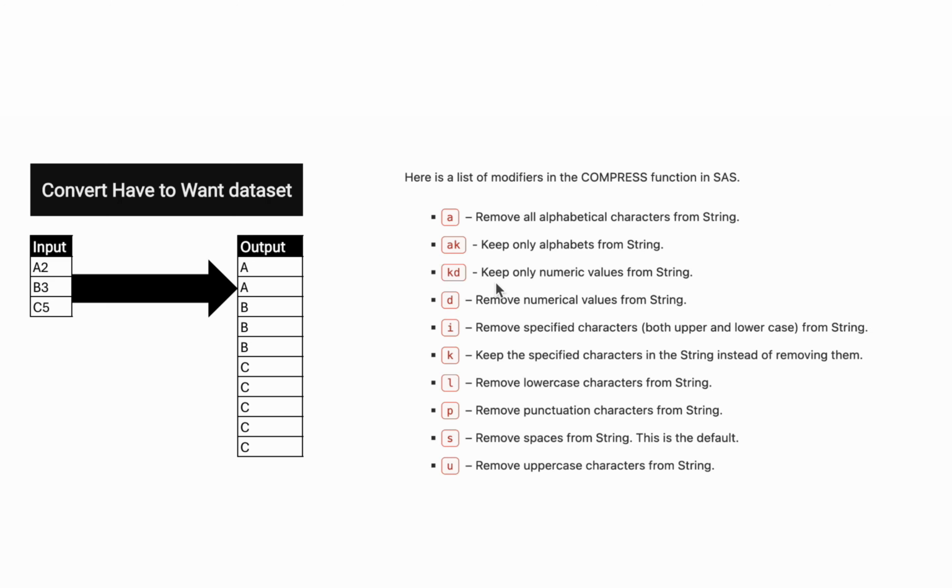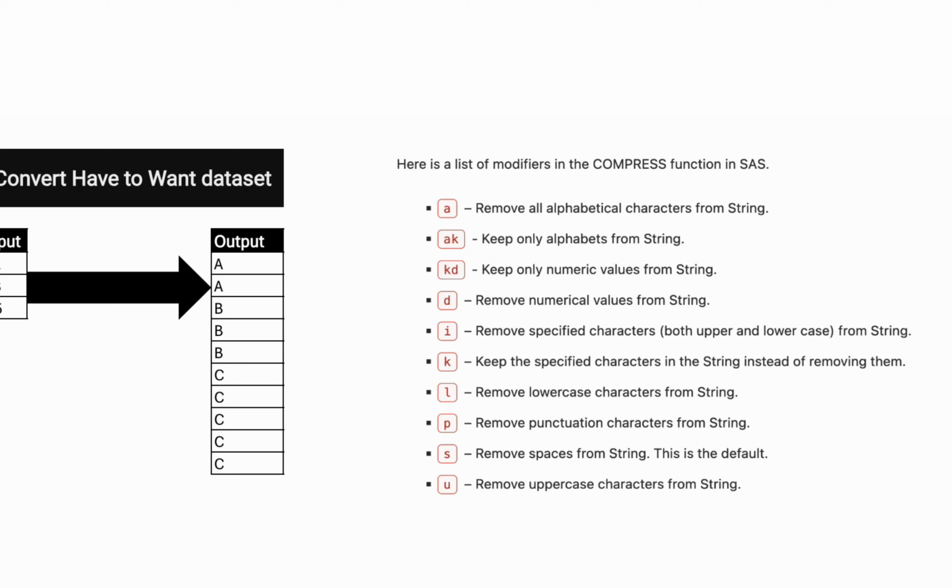We can use this one, and suppose if we want to keep only the letters, that is from A2, if we want to keep only A, then we can use another modifier which is ak, which keeps only alphabet from the string. So these two modifiers will help us to solve this problem. So let's jump into our SAS on demand academy and try to solve this problem using these two modifiers.